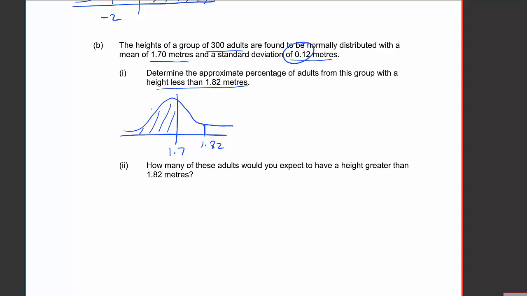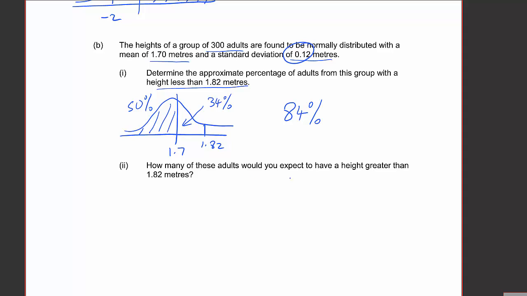So we want all of these people, and that's 50%. And this bit here must be half of 68%, so 34%. So that looks like it's just going to be 84%.